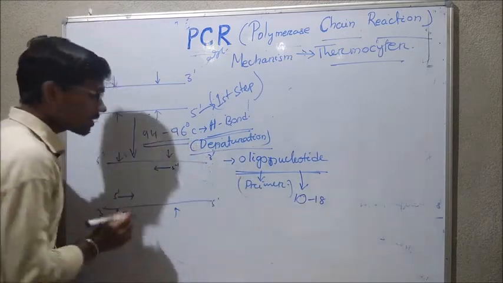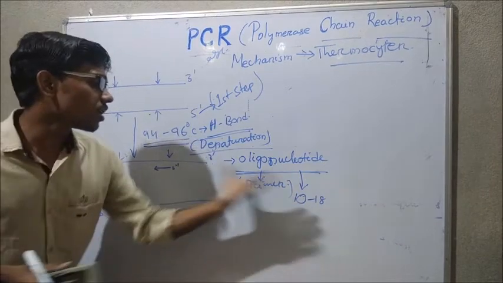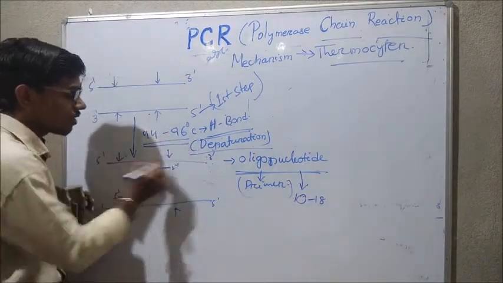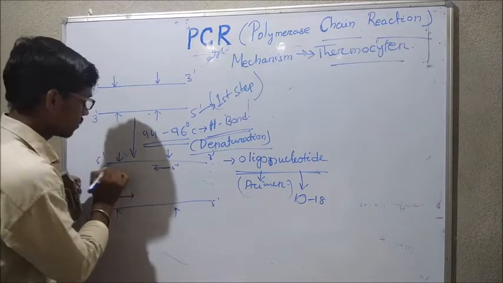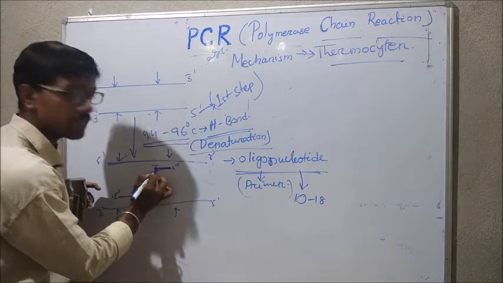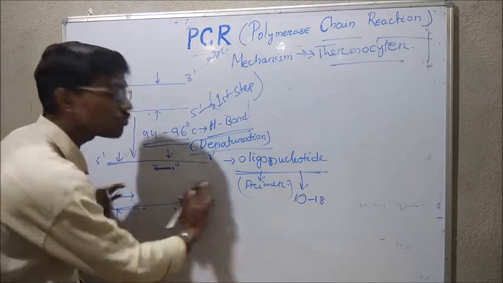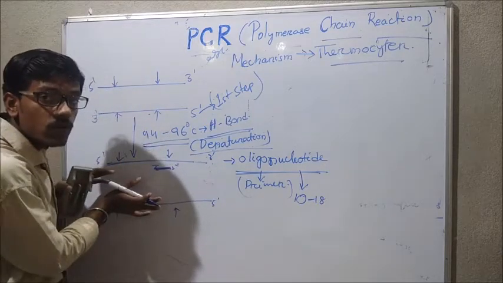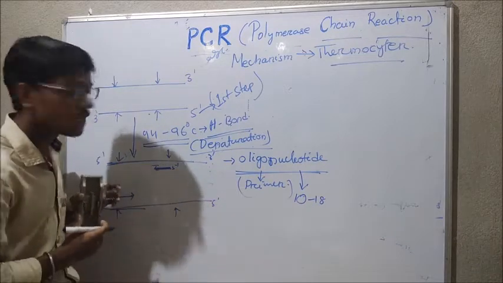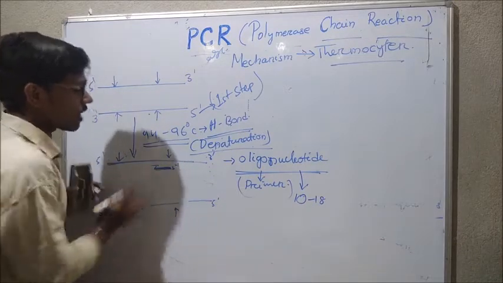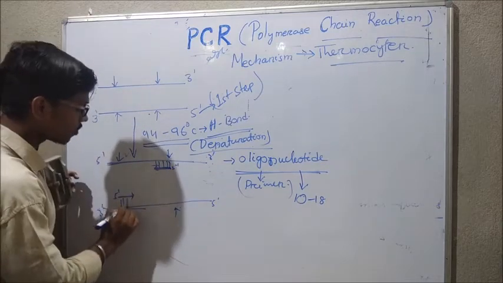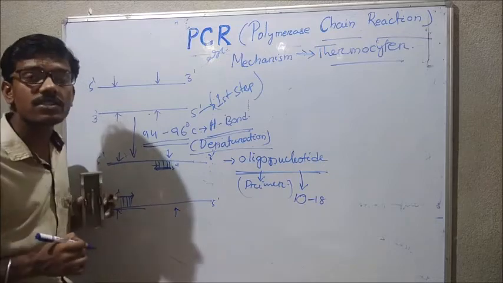After that, the small oligonucleotides, or the DNA primers, have to be joined with the template strand. This is the template for the new strand, and this is the template for the new strand of this DNA. Both strands act as template strands for the new strands. So this primer has to be joined with this template strand, and this primer will have to be joined with this template strand.